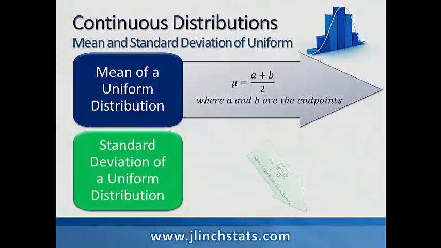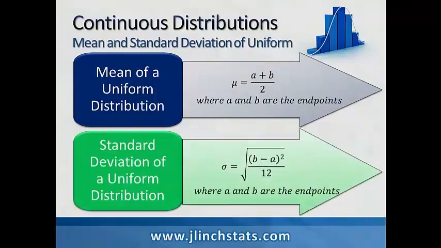The standard deviation of a uniform distribution, sigma, is equal to the square root of (b − a)² over 12. In other words, we take the range of our uniform distribution, b − a, square that value, and divide by 12, and that gives us our variance. Then taking the square root of that quantity gives us the standard deviation. Once again, a and b represent the endpoints of our uniform distribution.